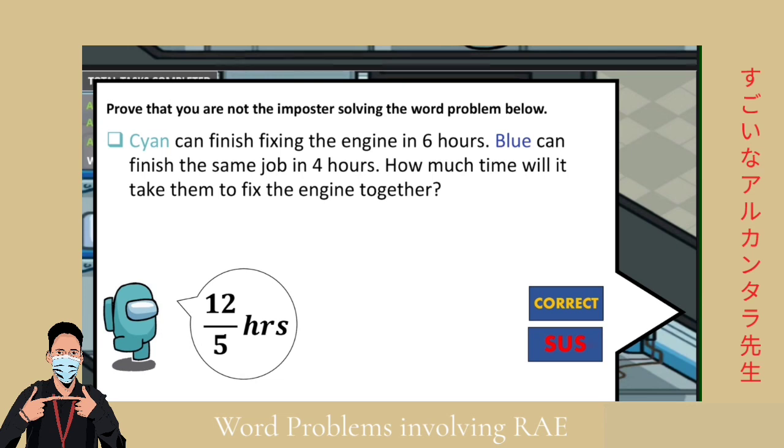So cyan can finish fixing the engine in 6 hours. Blue can finish the same job in 4 hours. How much time will it take them to fix the engine together? So cyan thinks that it will be done by 12 over 5 hours. So let's check out if cyan is correct.